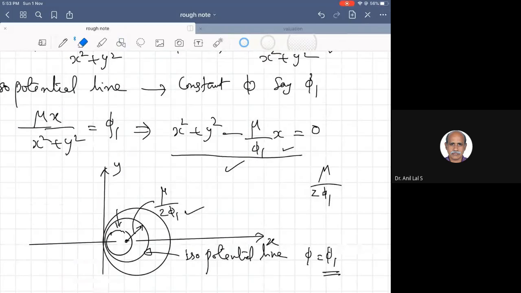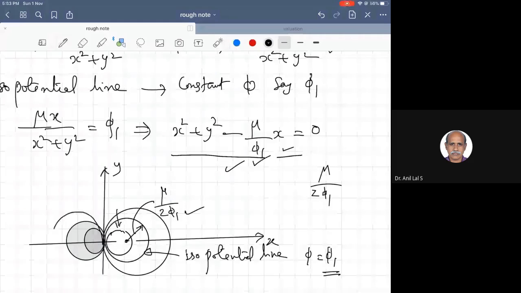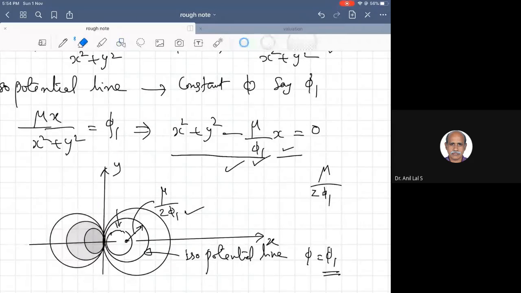Circles on this side you will get for negative values of phi. Suppose you are having negative values of phi, then you will have circles on the left hand side. Like this, like this. So that is for different values of phi. Okay, all are circles.